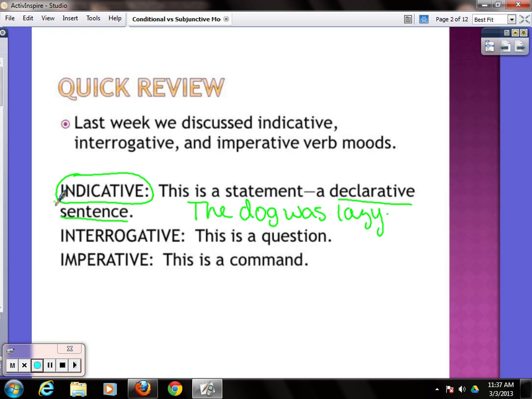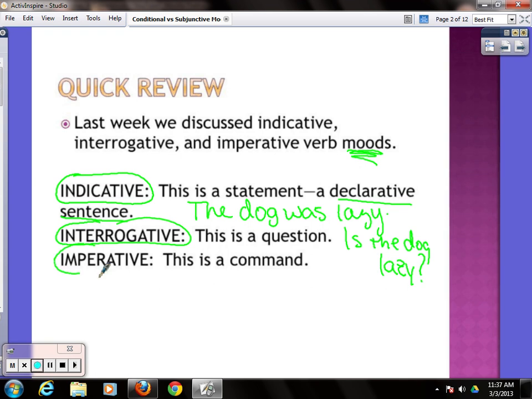Some of you got confused on that last time and you confused indicative and imperative. Just remember, you've learned this since third grade, where you've got declarative, interrogative, imperative, and exclamatory sentences, types of sentences. Same kind of thing here, but we're looking at the mood now, so the reality of it. Indicative is just declarative. Interrogative is your question. Is the dog lazy?